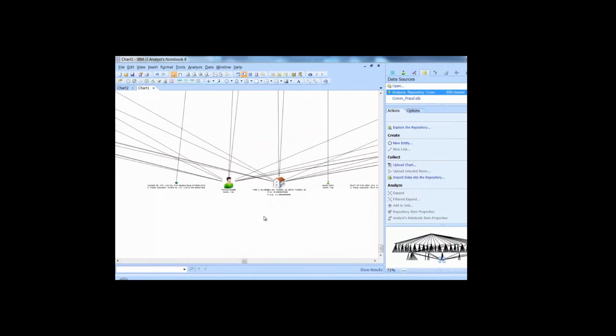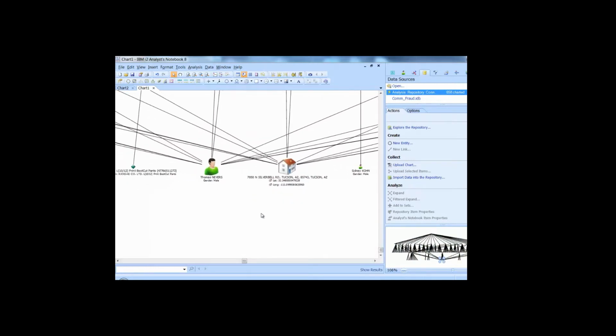We see a new cluster down here, and that does include Mr. Nevers. So we've been able to let the tools do a lot of work for us by automatically finding any common relationships that exist between the 2 separate investigative charts.